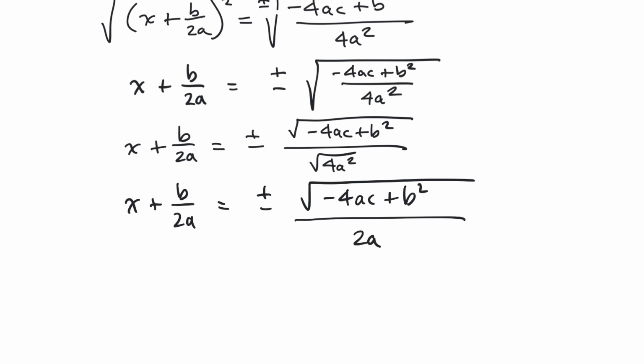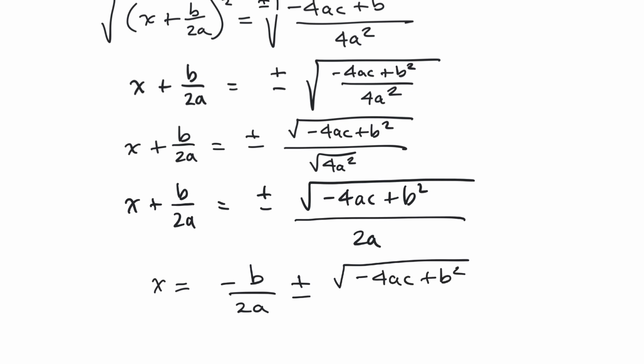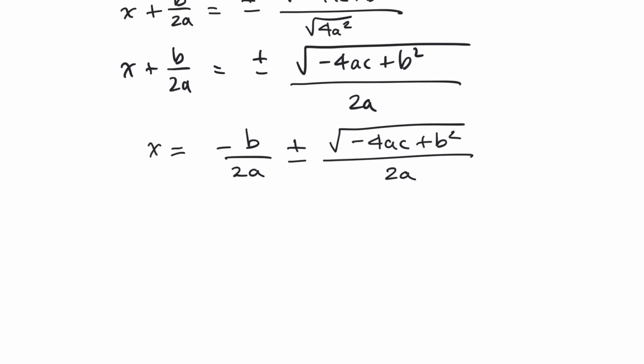Okay, all we have to do is subtract the b over 2a from both sides, and we'll get x. So x equals negative b over 2a plus or minus the square root of negative 4ac plus b squared, all over 2a. Notice I already have a common denominator here, so we can rewrite this, and this will be our final bit.